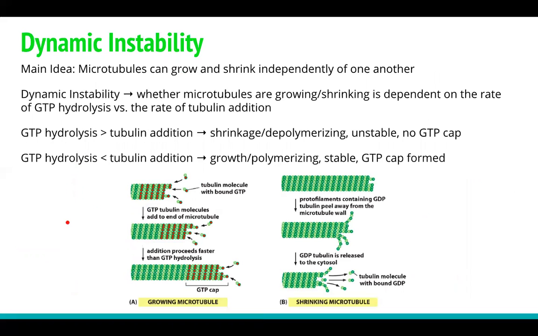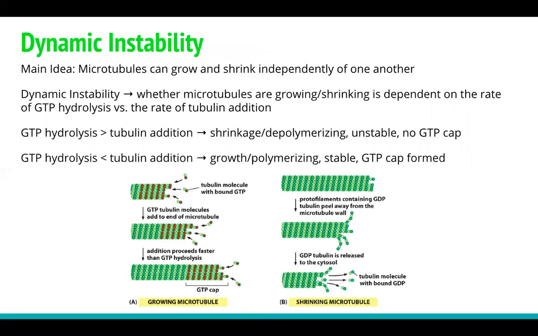So now we're going to talk about dynamic instability. So the main idea of dynamic instability is that microtubules can grow and shrink independently of one another. So they're growing and shrinking all the time, and it depends on the rate of GTP hydrolysis versus the rate of tubulin addition.